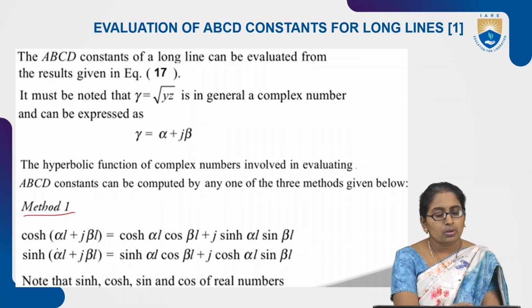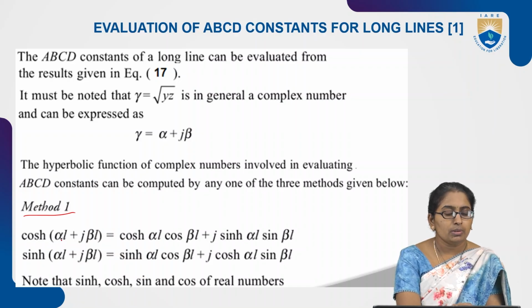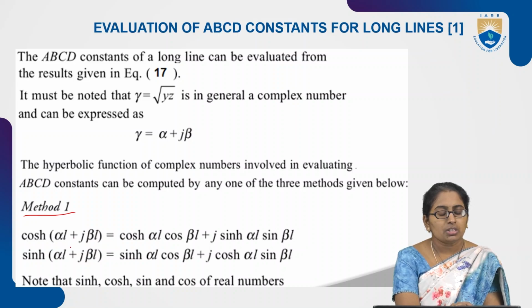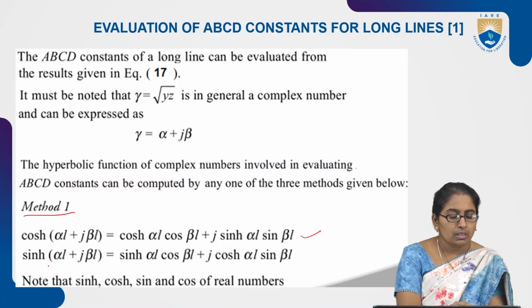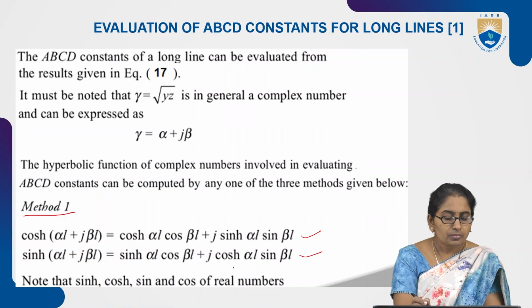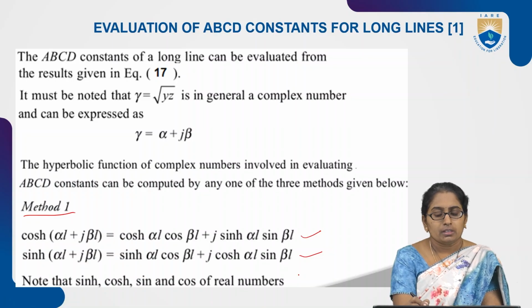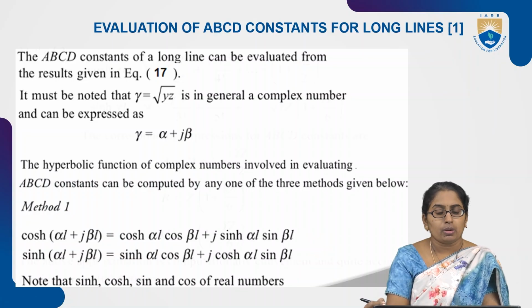First method is writing cos h gamma l. We know that gamma is nothing but alpha plus j beta, right? So cos h of a plus b, this is a basic mathematical expansion. This is the first one for cos h, and sin h gamma L is also an expansion. So this is how one method we can calculate ABCD constants.